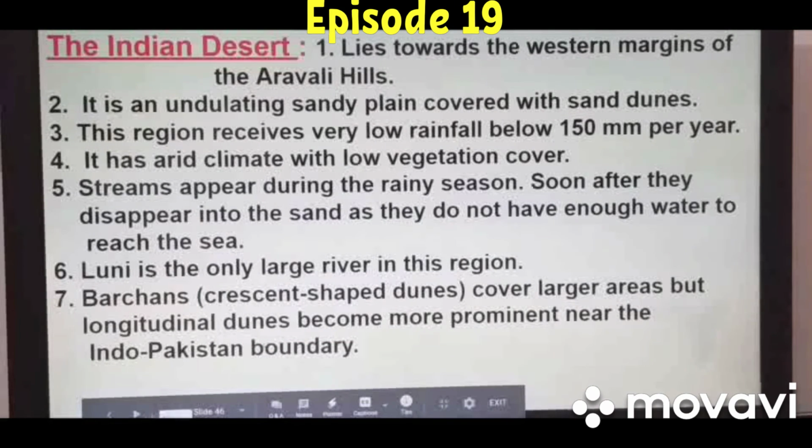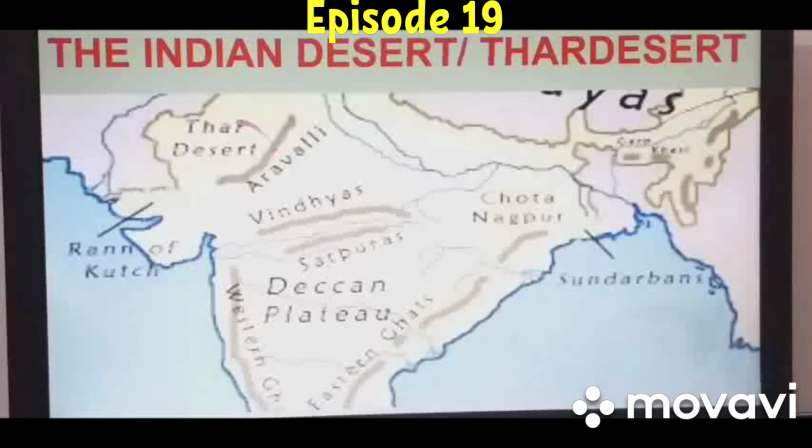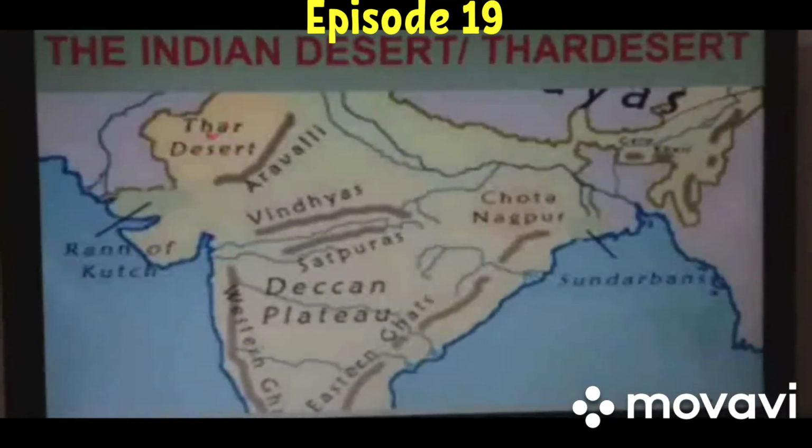Now here in the map you can see it lies towards the western margin of the Aravalli Hills. This is the Aravalli Hill, this side is the eastern margin and this is the western margin. So, they lie parallel to the western margin of the Aravalli Hills. Here you can see the Indo-Pak border, and here we can find barchans in big amount. This is the sandy plain, and Luni is the only river.